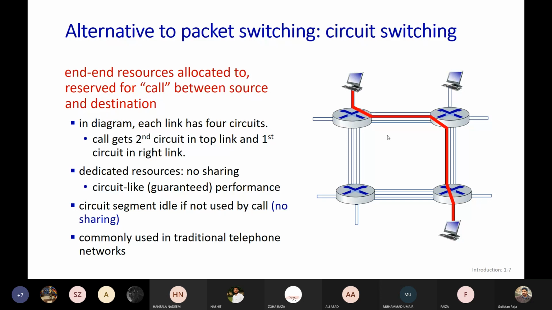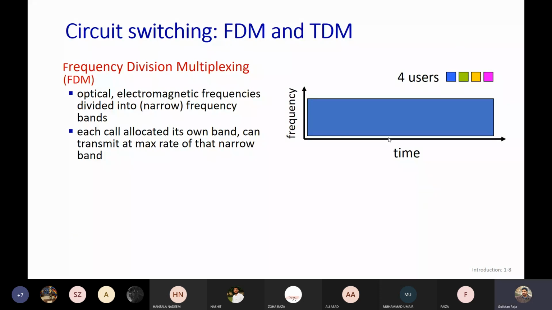Now you have studied circuit switching and packet switching. Recall packet switching: you are not required to establish a connection, you can send data packets at any time you want, but you will be sharing the link capacity. Now there are two methods for circuit switching. I assume this is something you already know about: FDM and TDM. Am I right?